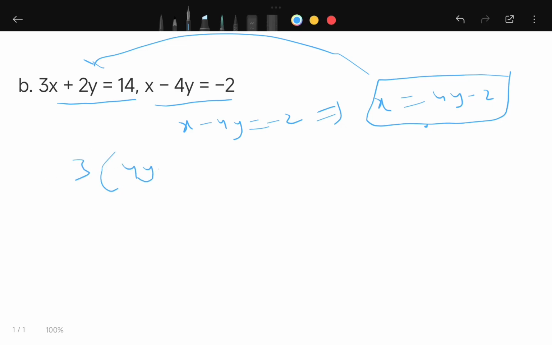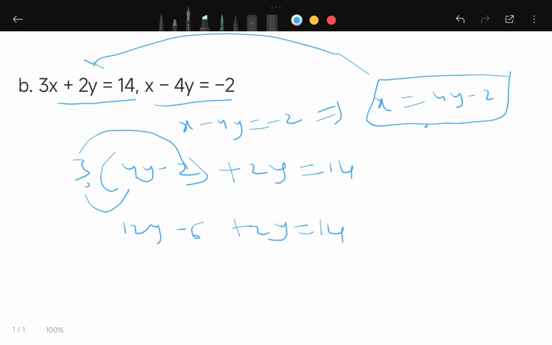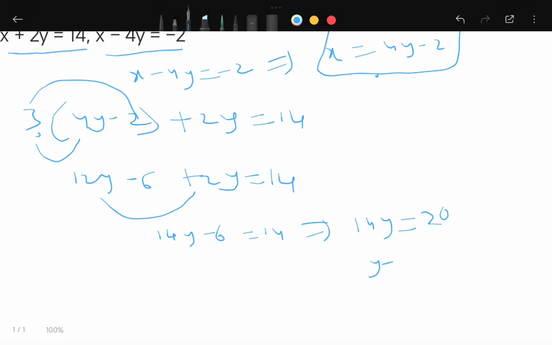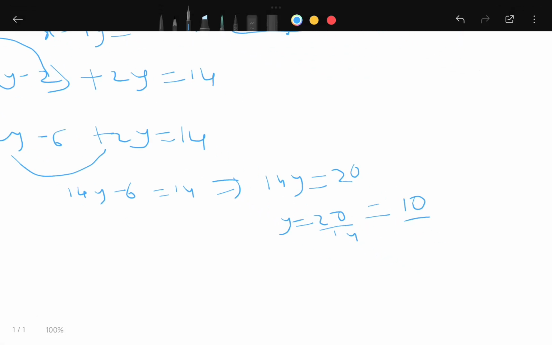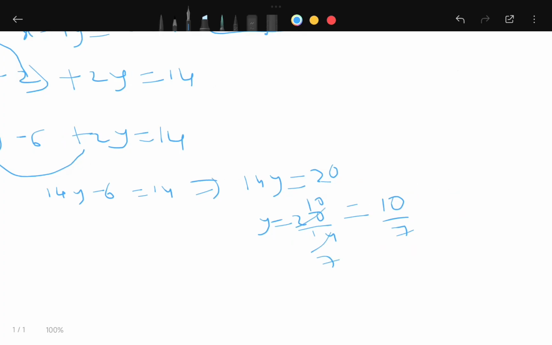3 into 4y minus 2 plus 2 into y equals 14 becomes 3 into 4 is 12, 12y minus 3 into 2 is 6 plus 2y equals 14. 12 plus 2 is 14. 14y minus 6 equals 14, which implies 14y equals 20. y equals 20 by 14, which is 10 by 7, because 2 sevens are 14 and 2 tens are 20. Now let us solve for x.